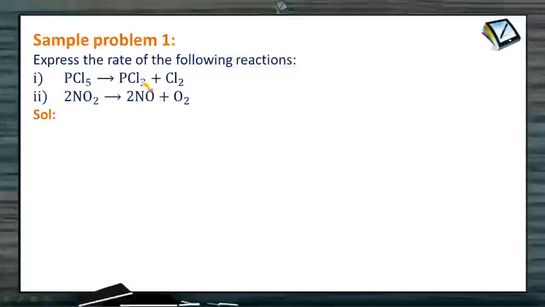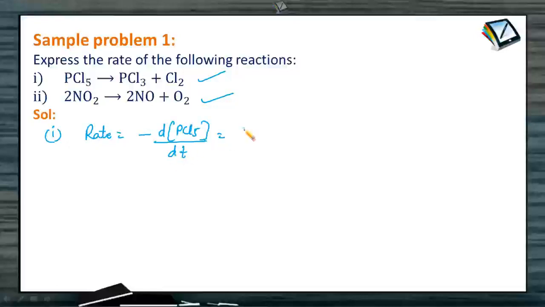This is the first one. Express the rate of the following reactions. So two equations are given. We need to write down the rate of reaction for these two equations separately. So how we will write for the first equation? Rate is equal to minus of d[PCl5]/dt, which is equal to d[PCl3]/dt, which is equal to d[Cl2]/dt. Then how we will write for the second one?